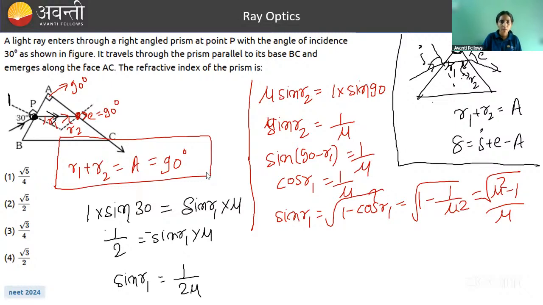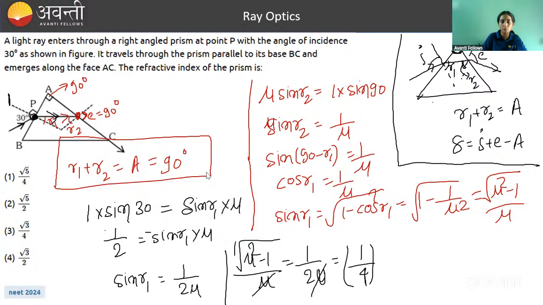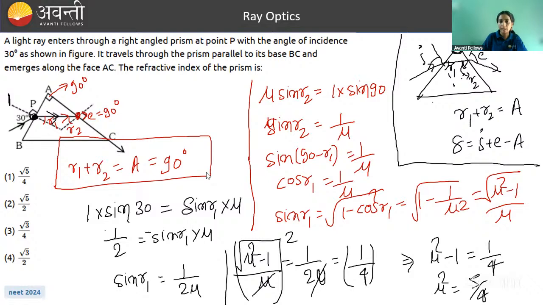Let's check once more. What am I writing for the value of sine R1? Root of mu square minus 1 by mu is equal to 1 by 2. Okay, we were squaring, so this will also become squared. So cancel this. This will become 1 by 4 if we are squaring on both sides. Then this will become how much? Mu square minus 1 is equal to 1 by 4. So mu square is equal to 5 by 4, and mu will be equal to how much? Root 5 by 2. So the correct option will be option 2.